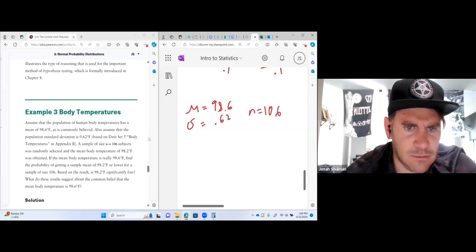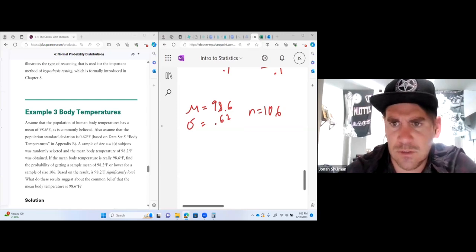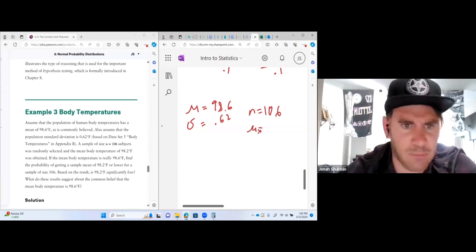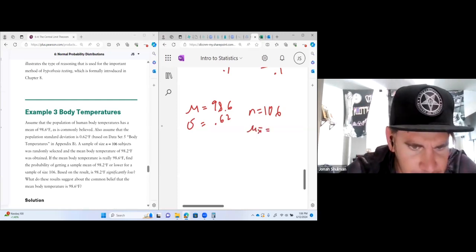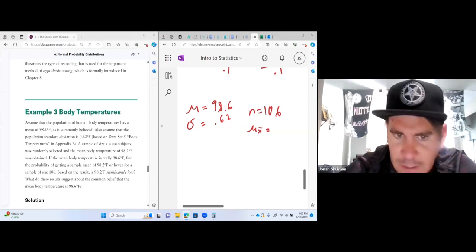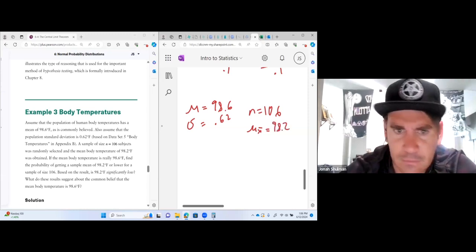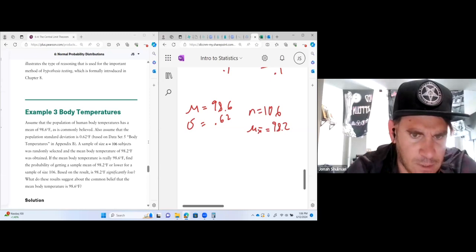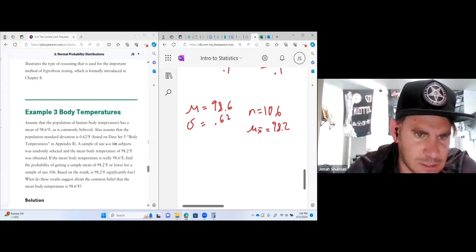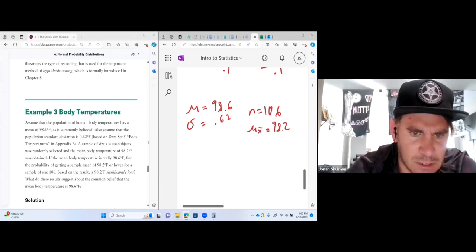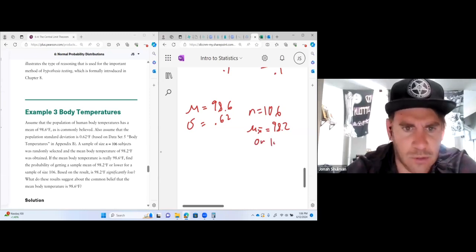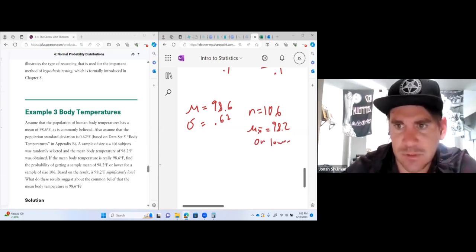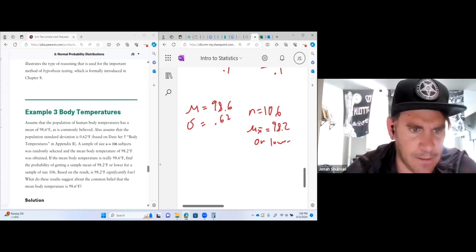And the mean body temperature for this, so this is our sample mean, is what? 98.2. If the mean temperature is really 98.6, find the probability of getting a sample mean of 98.2 or lower for a sample size of 106 people. Based on the result, is it significantly low?